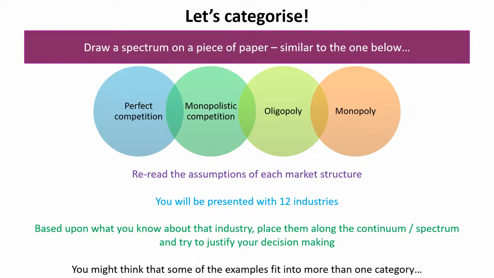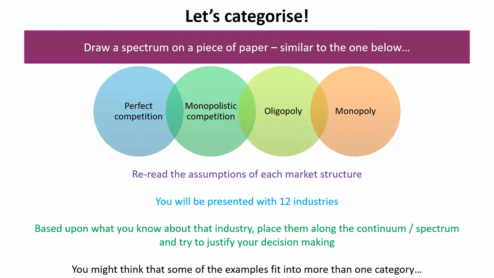So as it says on the slide here, first of all, take a piece of paper and draw out that spectrum, similar to the way it's been drawn on the slide here. And then you should take some time to go back over the assumptions for each market structure, the features of each market structure. When you've done that, you can go on to the next slide here, and in fact the next two slides, each of which have got 6 industries on them.